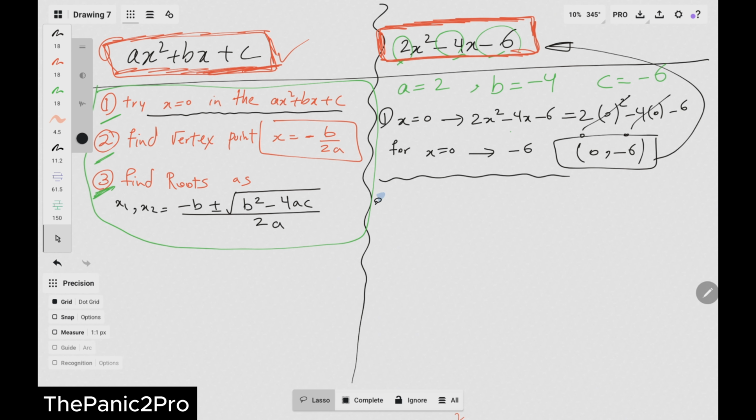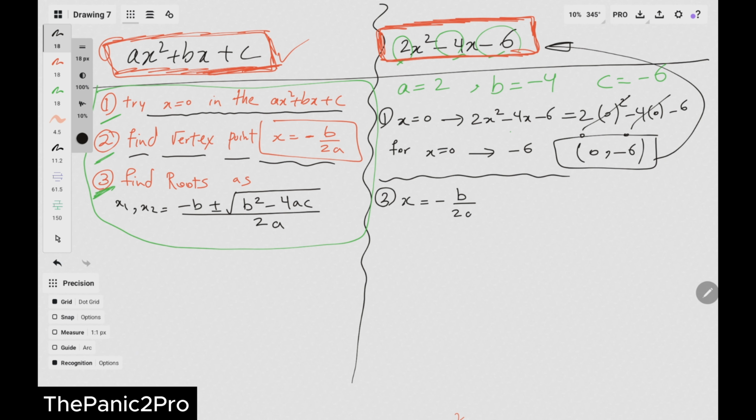Number two is to find the vertex point as this. This is my vertex point, and I will show you what vertex means in the plot later. Let's just figure out what it is. b is -4, and 2a is 2 multiplied by 2. So it's going to be 4 over 4. It's 1. So the vertex x is 1.